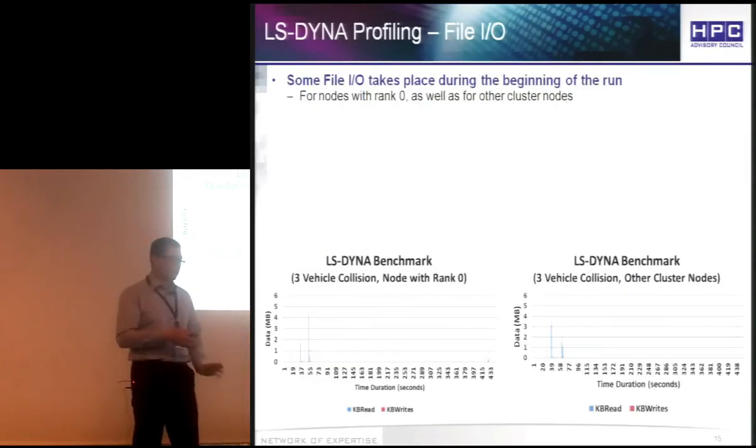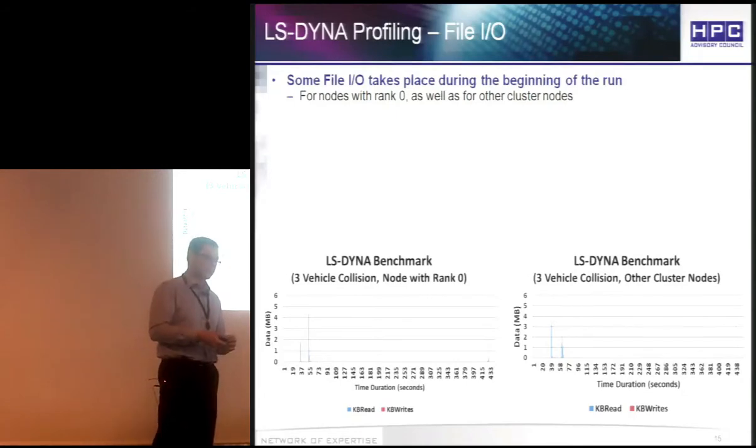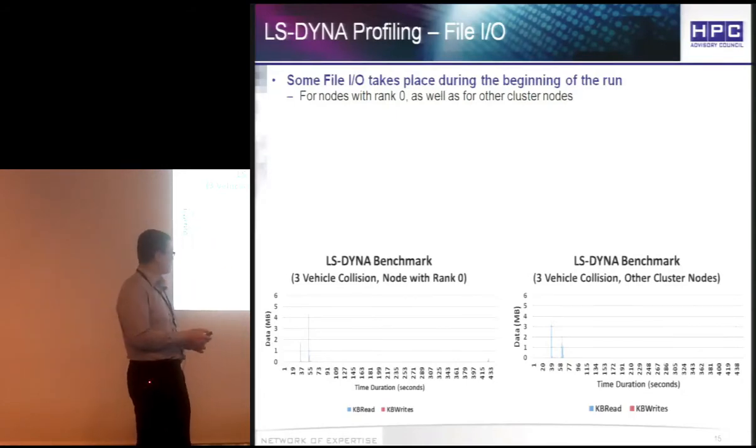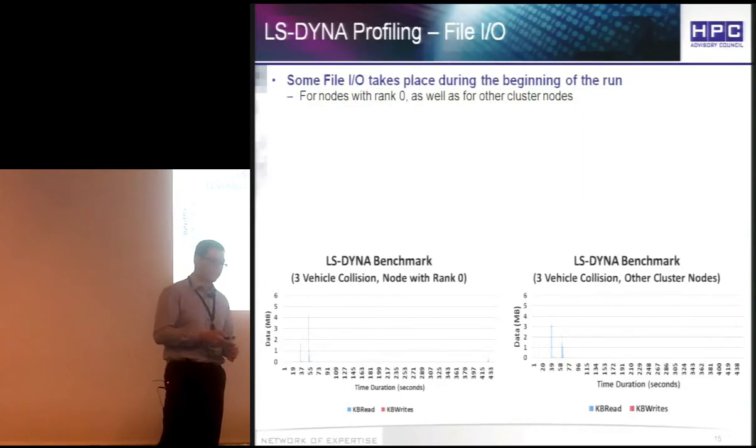So by doing that on each one of the nodes, I get a sense of how much of the write there is for this particular benchmark and this workload. So for the node Windows Rack 0, you see a spike right here at the beginning of the run.